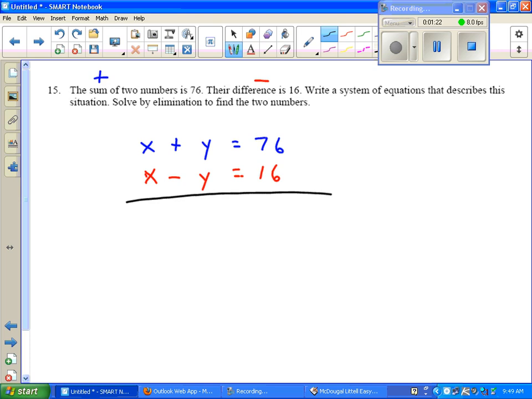When you combine x and x, you get 2x. When you combine y and negative y, you get 0 y's, or you eliminate the y's. And when you combine 76 and 16, you get 92. So 2x equals 92. In order for you to get what x is, you divide by 2. Do the same thing on the other side, and x equals 46.